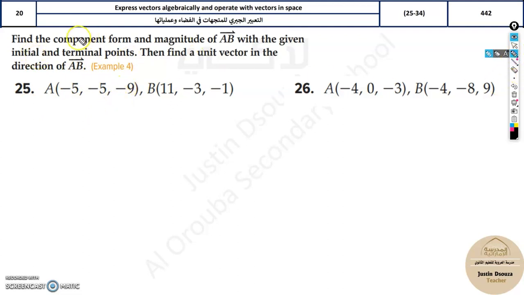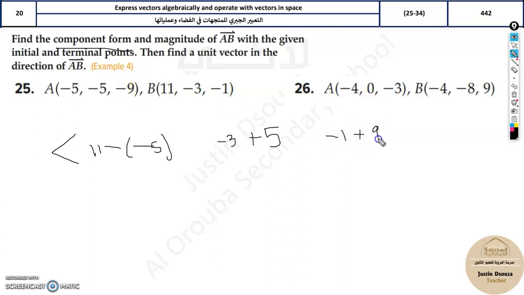So, say for example, we have to find the component form. It's as it is, it's x2 minus x1, that is 11 minus 5. And now y2 minus y1, that would be minus 3. Minus of minus becomes plus, so I'll directly write it. Now minus and minus becomes plus, so it'll be plus 5. And last, the z part, it's negative 1. Minus times minus will be plus 9. And this would be the component form. Over here, 11 plus 5 would be 16. 5 minus 3 would be 2. And lastly, 9 minus 1 is 8. So this would be the component form.